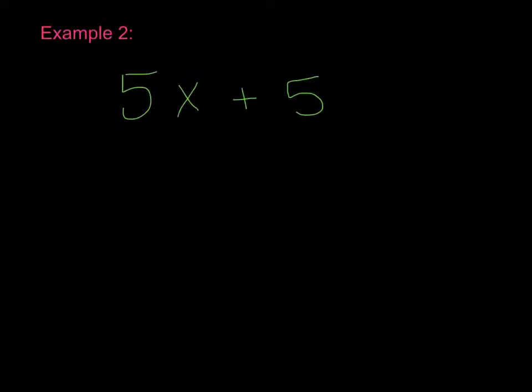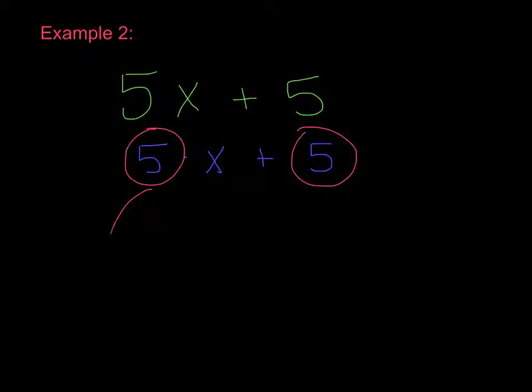Example 2 gives you the expression 5x plus 5. So I have to ask myself, what is the greatest common factor of 5x and 5? 5x is 5 times x, and 5 is just 5. So the biggest number that both of these terms have in common is a 5. So again, if I factor out a 5, I'm left with 5x plus 1.